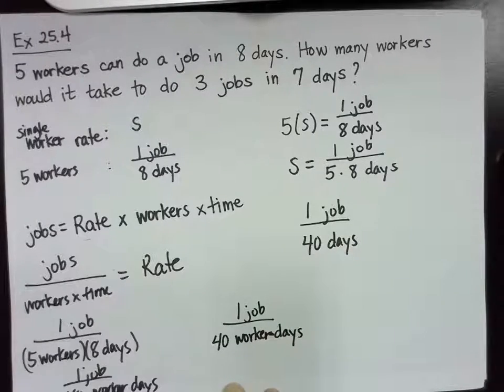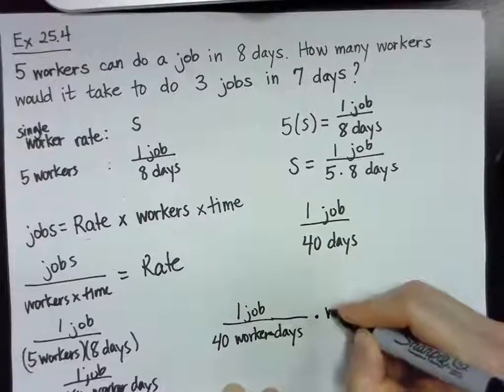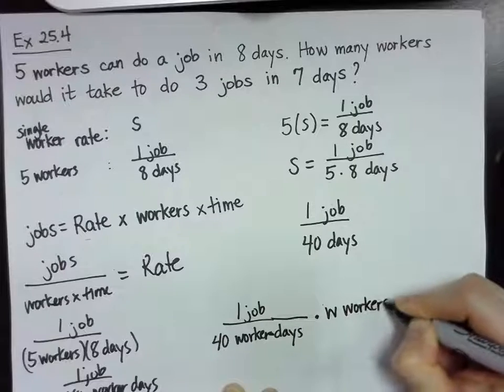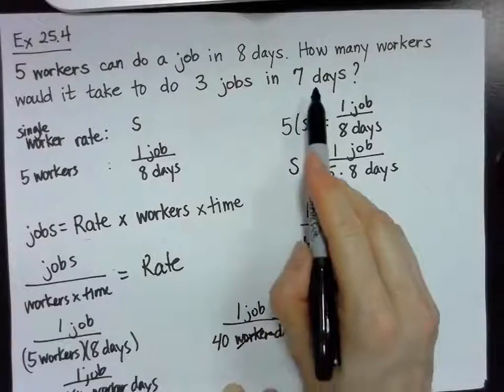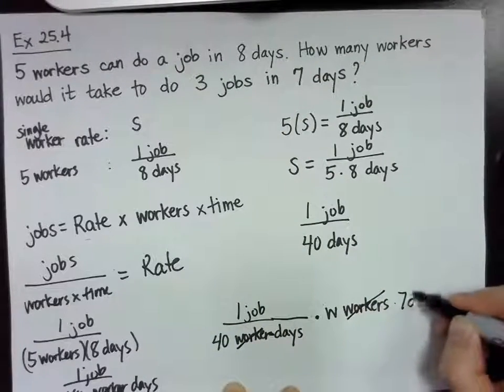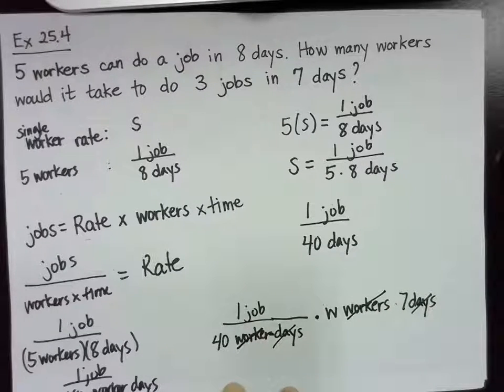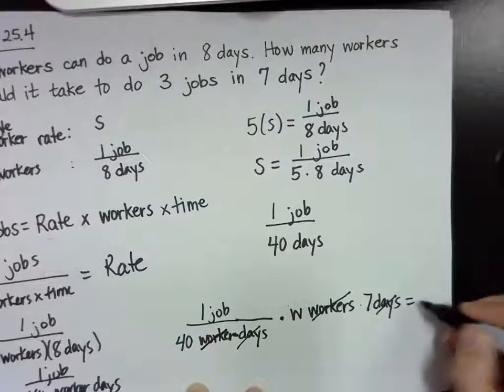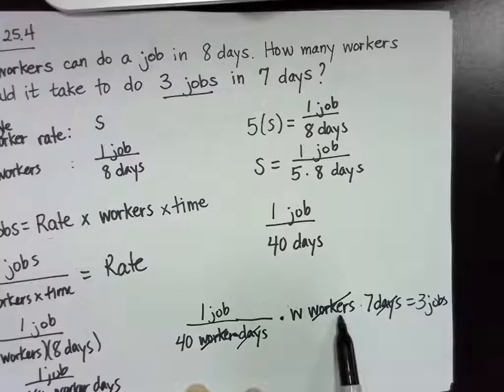Okay, so we will say how many workers. We don't know that, but we do know that we're going to have to multiply by W workers to get workers to cancel out with workers. And we want 7 days, so we multiply that by 7 days, so that days cancels out with days. And the number of units that we have left is jobs, and we want it to be 3 jobs. So how many workers will work for 7 days at this rate to get 3 jobs done? And now we just have to solve for W, the number of workers.